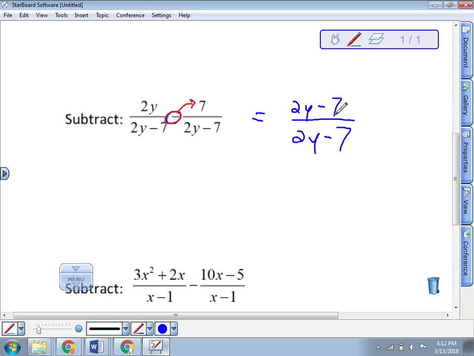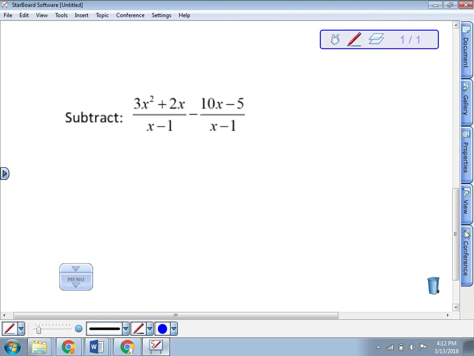Now what do you notice? It's the same rational expression on top and bottom, numerator and denominator, so we can cancel that out. And that, again, doesn't equal 0. It equals 1. Same thing, numerator, denominator equals 1. So your final answer would be 1. Let's take a look at one more example.